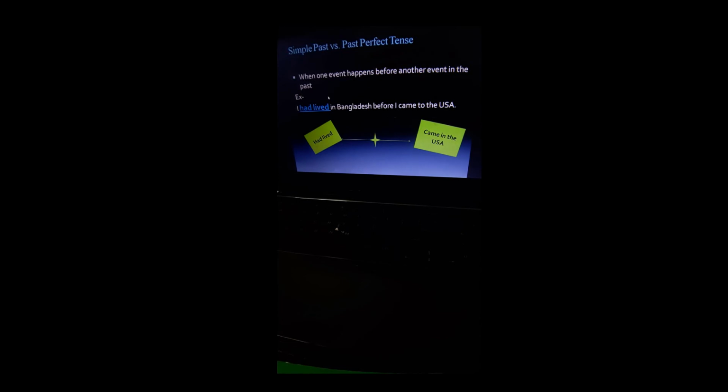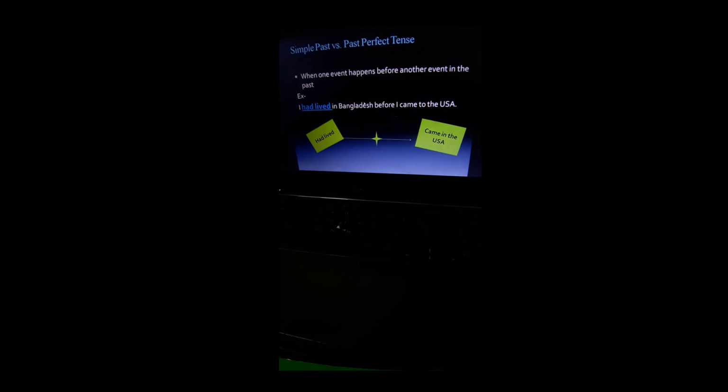Okay, so simple past versus past perfect tense. Here, we use it when one event happened before another event in the past. I will repeat it again. In the past, two events happen, so one will happen before. The first event we will write in past perfect tense, and for the other one we will use simple past. Look at the example: I had lived in Bangladesh before I came to the USA.